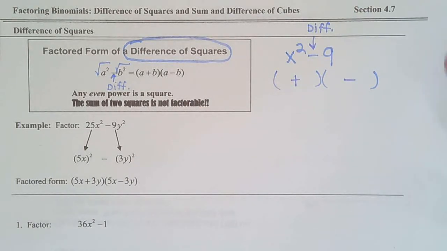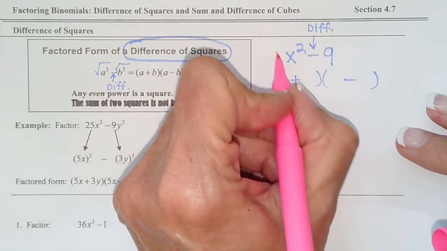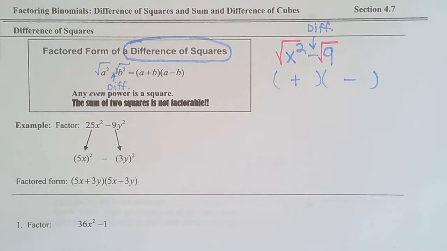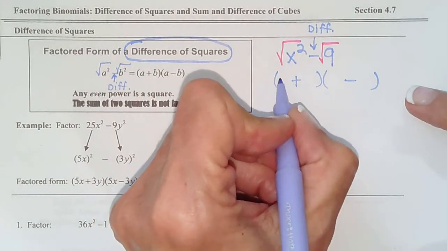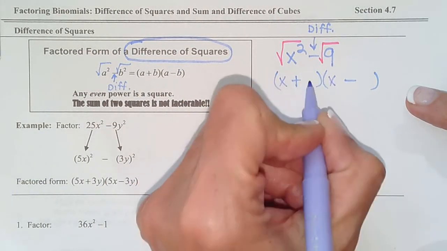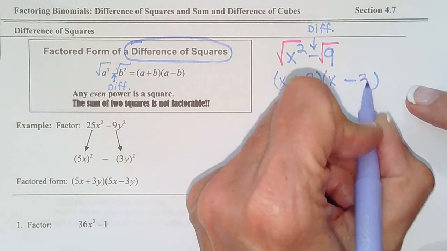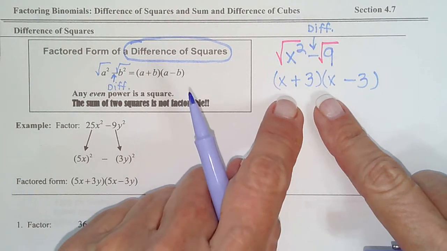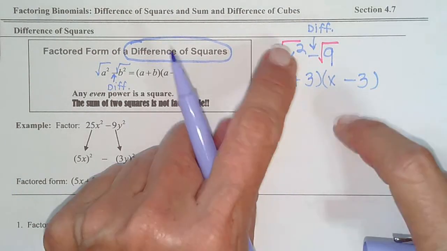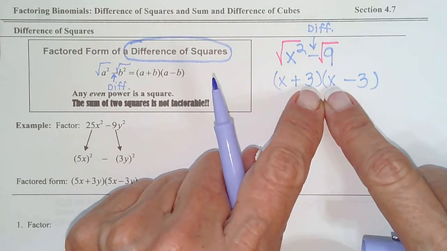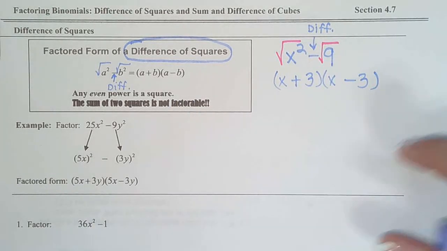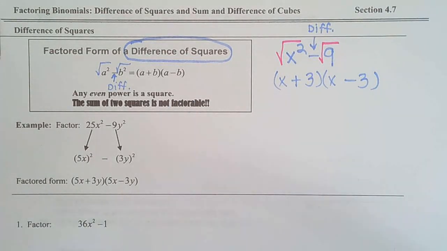That's the only way to get a negative is by multiplying a positive times a negative. And then I just take the square roots. Square root of x squared, square root of 9. So the square root of x squared is x, so it goes in both the first slots. Square root of 9 is 3, it goes in both the second slots. So super, super, super easy. And you can easily FOIL it and check: x squared, yep, minus 3x plus 3x, cancel, and then we get minus 9. So nice and easy to do.